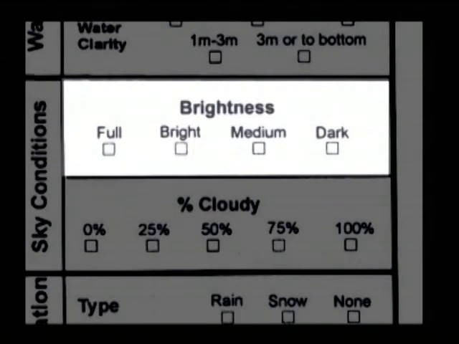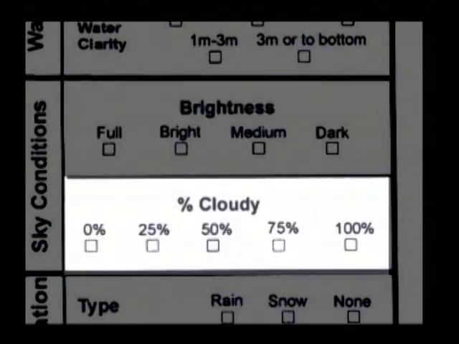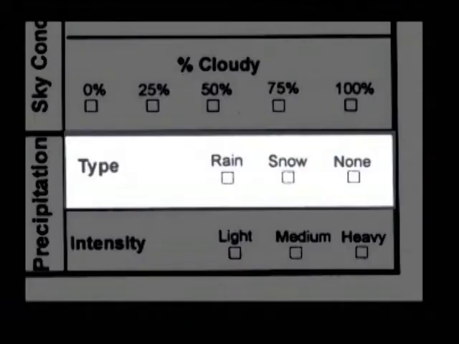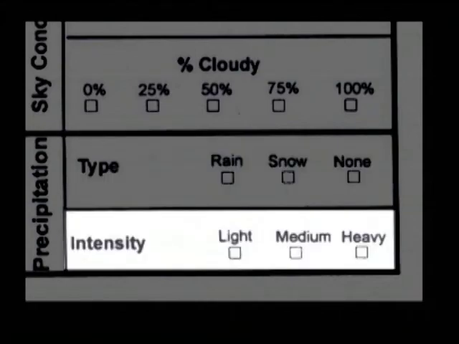Brightness. How bright is it? There may be days when there is 100% cloud cover, but it is still bright. Percent cloudy. How much of the sky is covered by clouds? Precipitation type. Rain, snow, or none. Intensity. How hard is it raining or snowing?